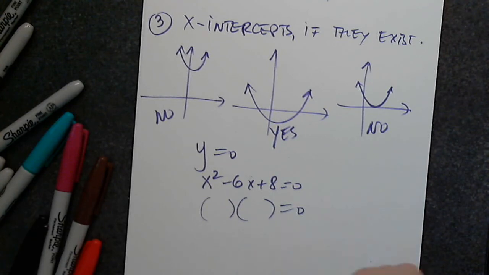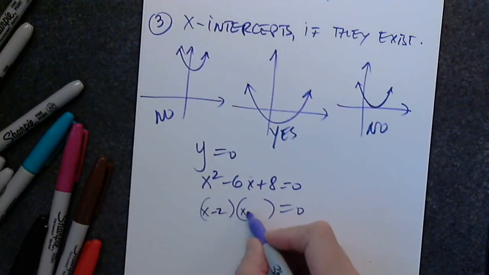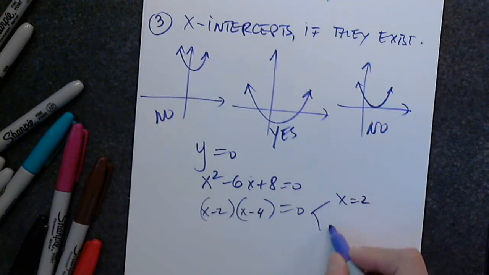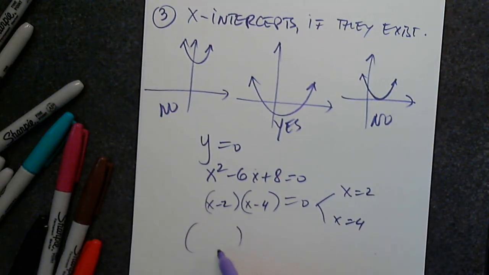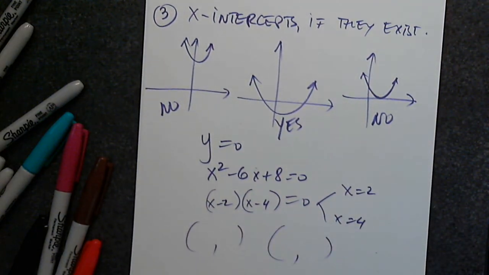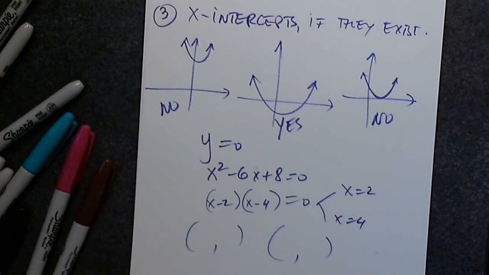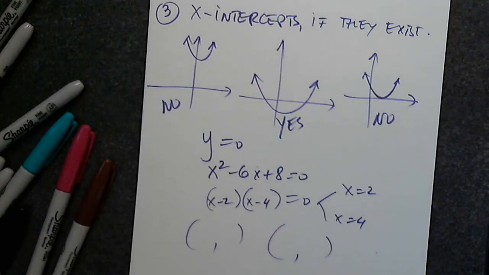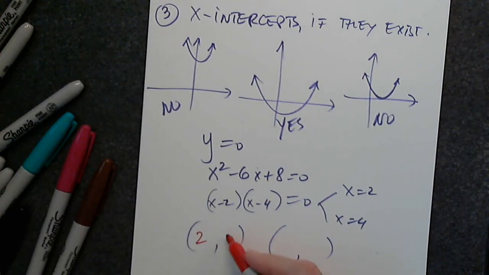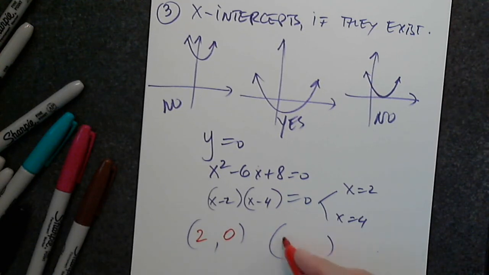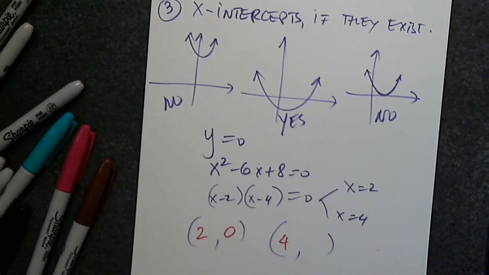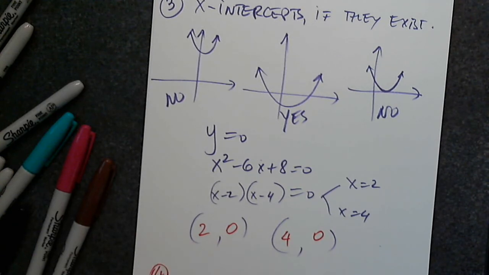Very good. -2 and -4. So we have 2 options, 2 and 4. So can anyone give us the x-intercepts now? The x-intercepts are? Say it again. 4? That's it. Okay, number 4.